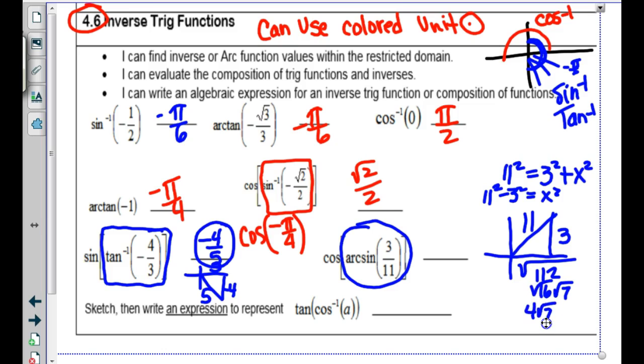All right, now we need the cosine. All of that simplified down to 4 square roots of 7. So cosine is adjacent over hypotenuse. Whoops, that's not right. What did I just write? It should be 4 square roots of 7 over 11. Sorry.